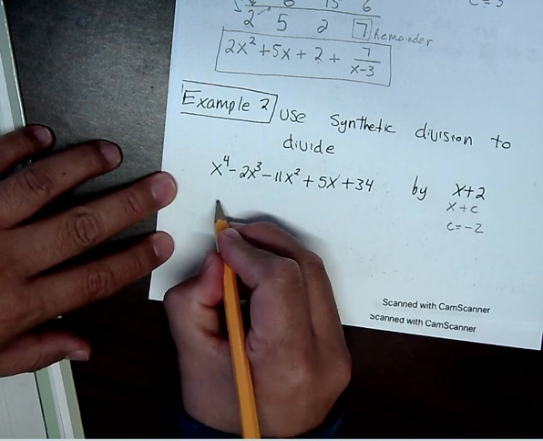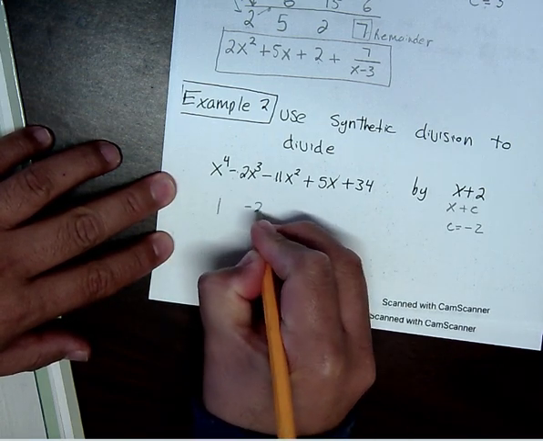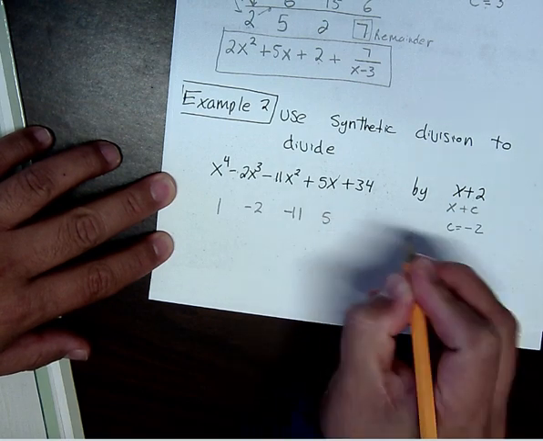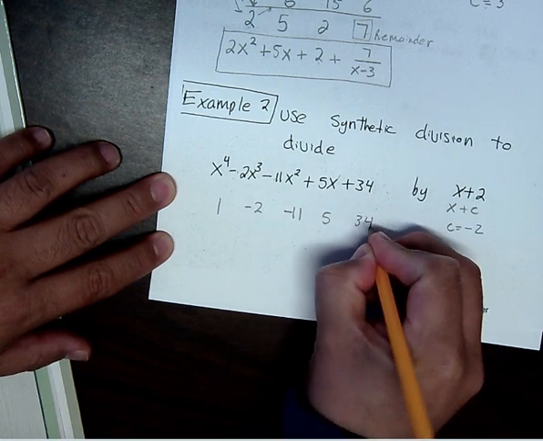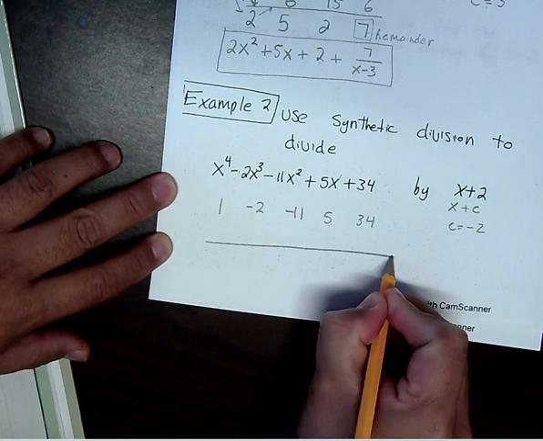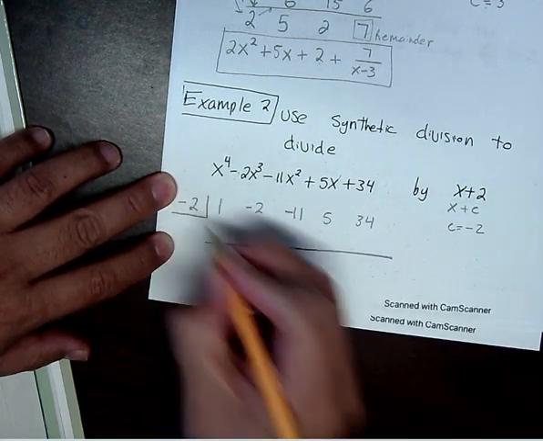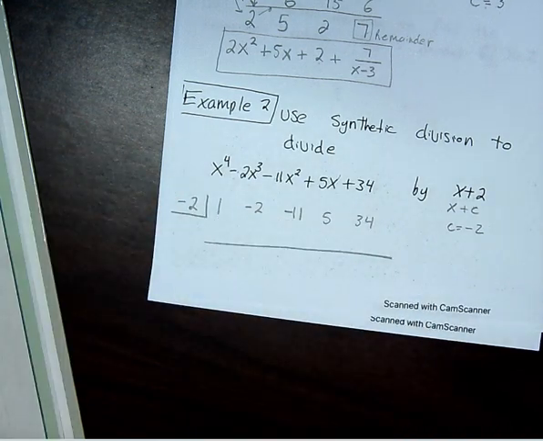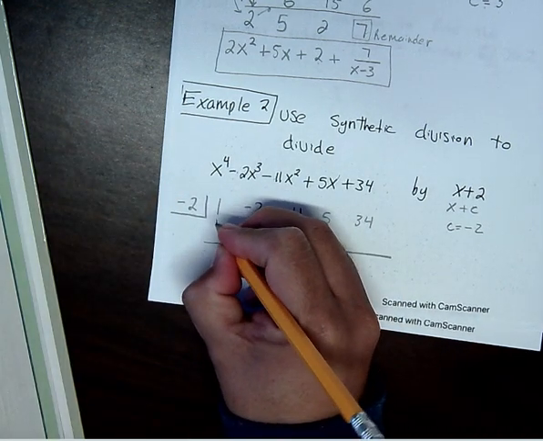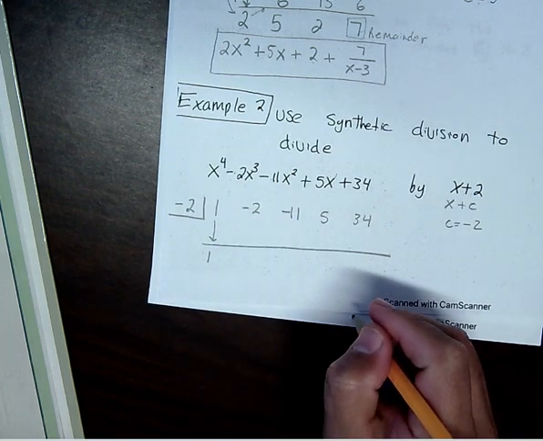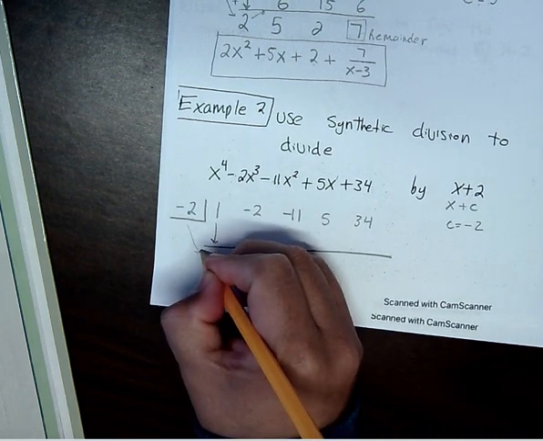So 1, -2, -11, +5, and 34. And then what's the divisor? -2. Okay, so we have it set up. Now bring down the first coefficient, the first number, like that, and then multiply like that and put it here.